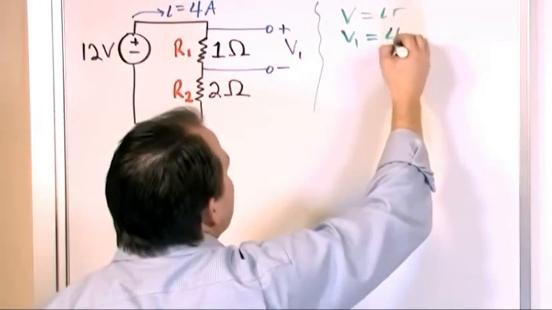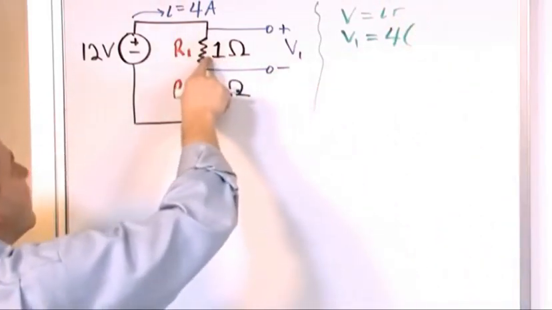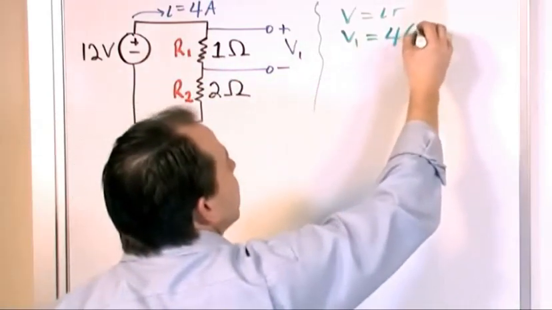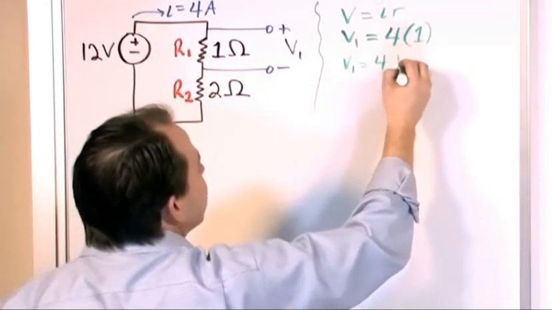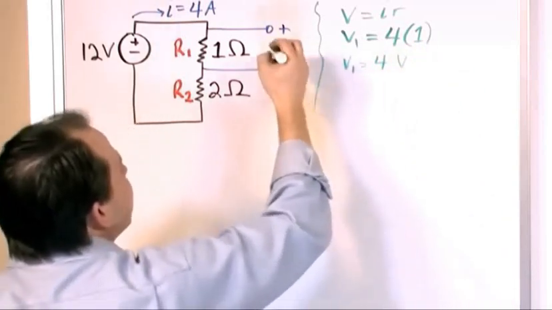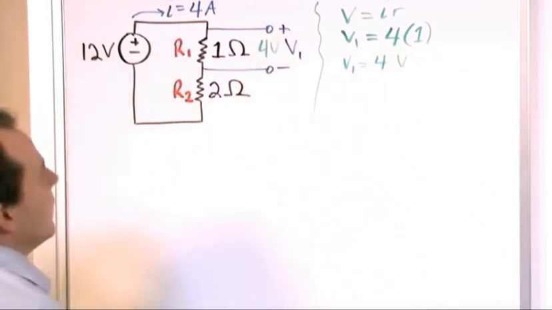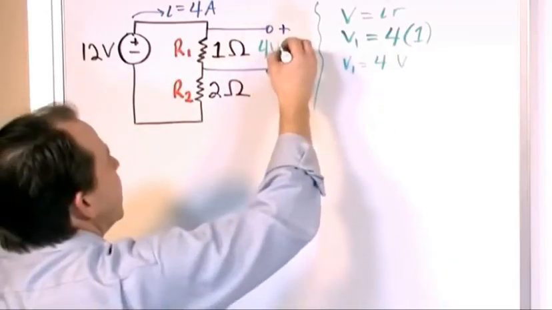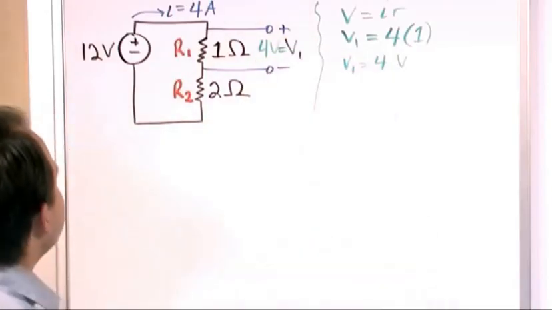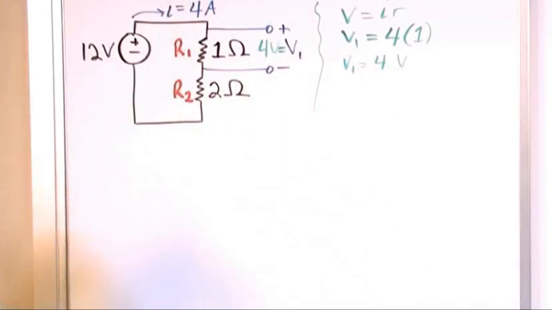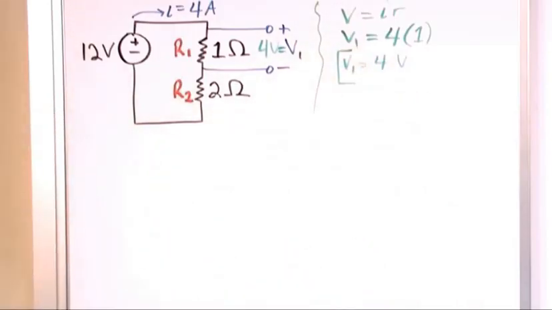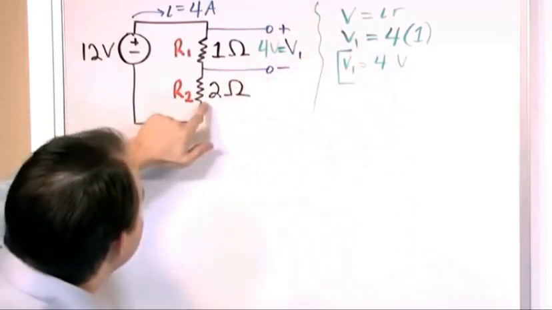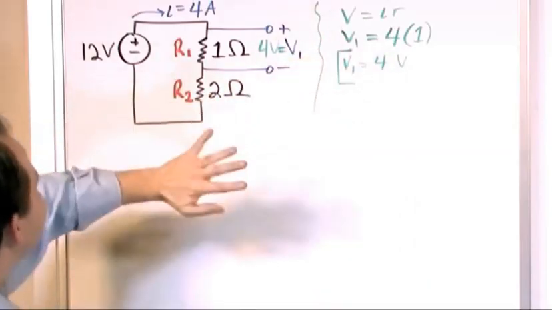So we call it 4. The resistance is known to be 1 ohm, so we just put a 1 here. So V1 is equal to 1 times 4, which is 4 volts. In other words, this is 4 volts right there, equal to V1. So if you put a probe there, a voltmeter, and you measure it, you're going to see 4 volts across V1. Notice when we applied Ohm's law, we didn't even care about what R2 was doing. It didn't matter.